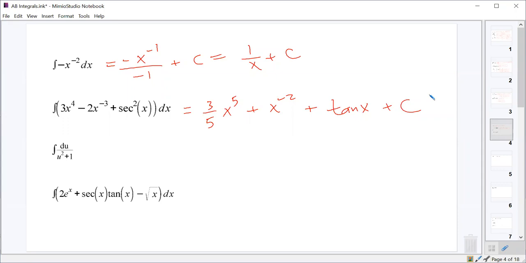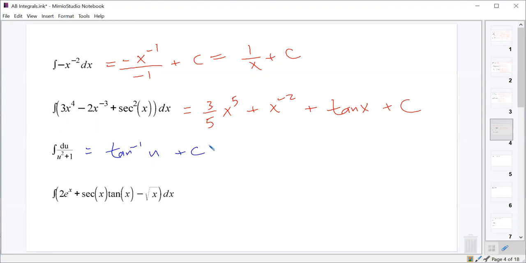Good. Now what about du over u squared plus 1? That's just a rule off your sheet also, right? What does that one come out to be? Arctangent? Yep, arctangent or inverse tangent of u plus our constant.